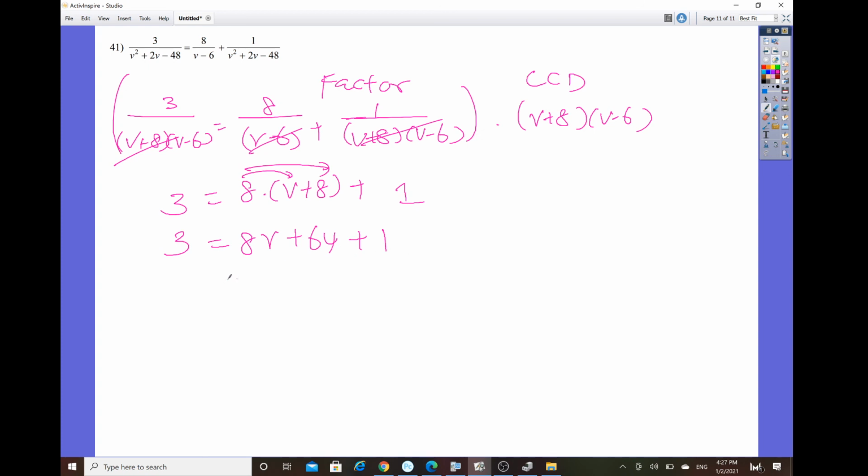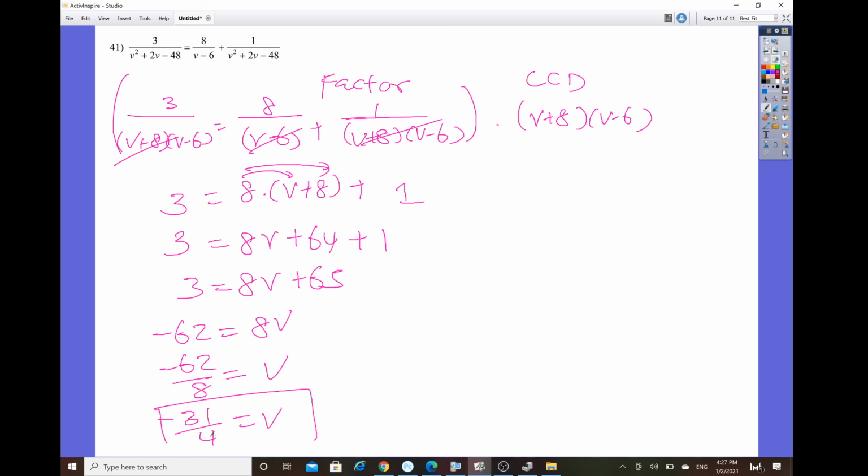So combine them, so plus 65. Subtract 65 from both sides. So we got negative 62 equals 8v. So v equals negative 62 over 8. And this one you want to reduce by 2, so that turns out to be negative 31 over 4.